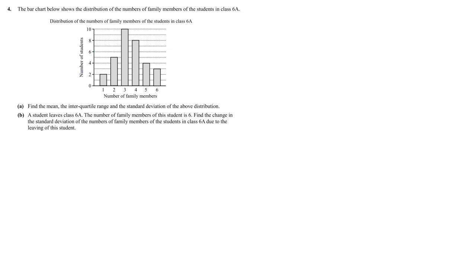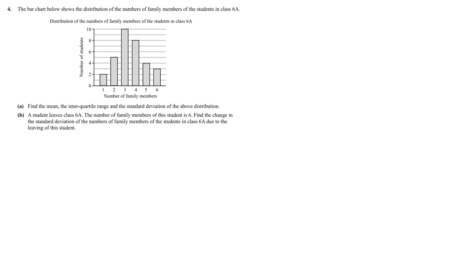This is called a bar chart. That means we are asking given students here how many family members they have. So 2 of them answer 1, and then 5 of them answer they have 2 family members. 10 of them answer that they have 3 family members.